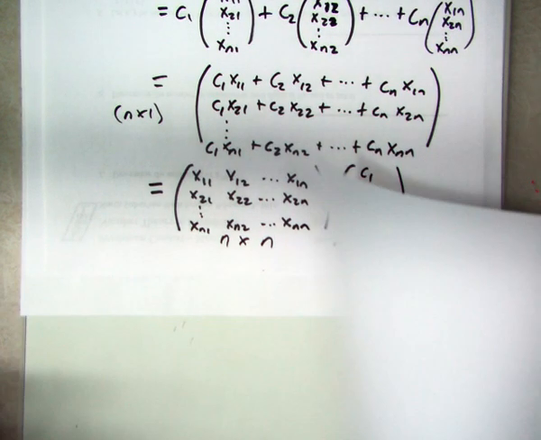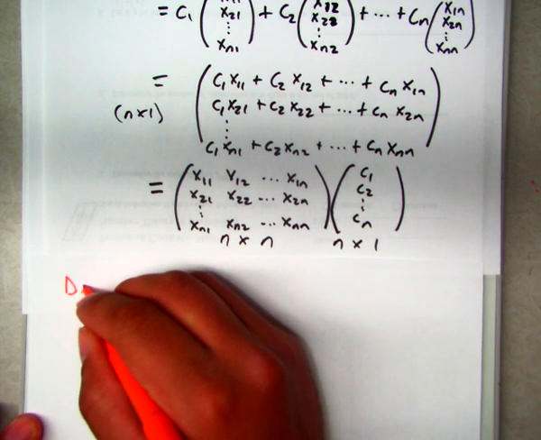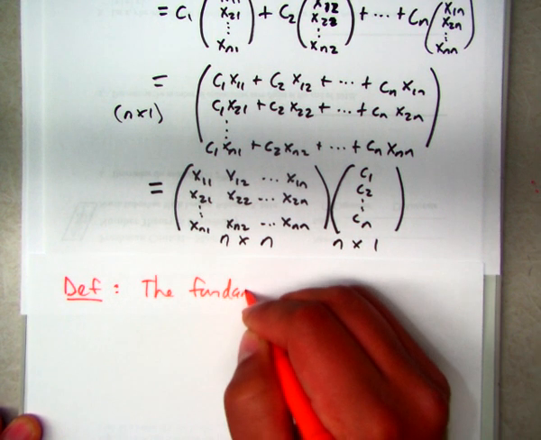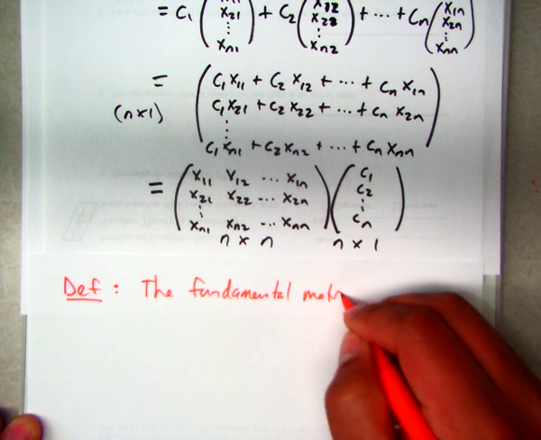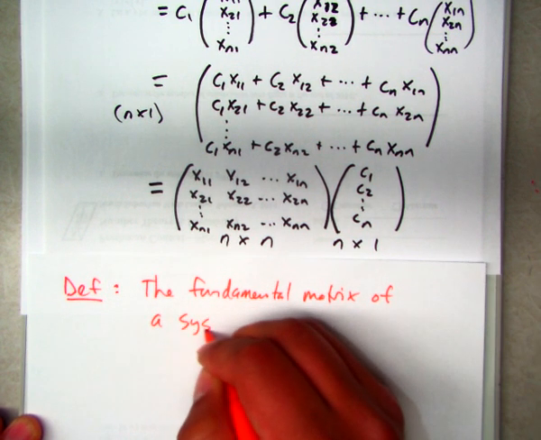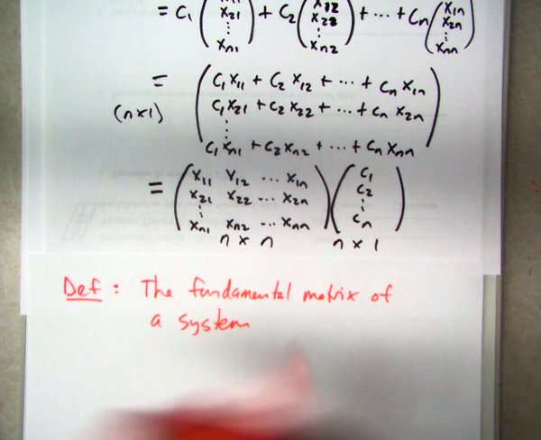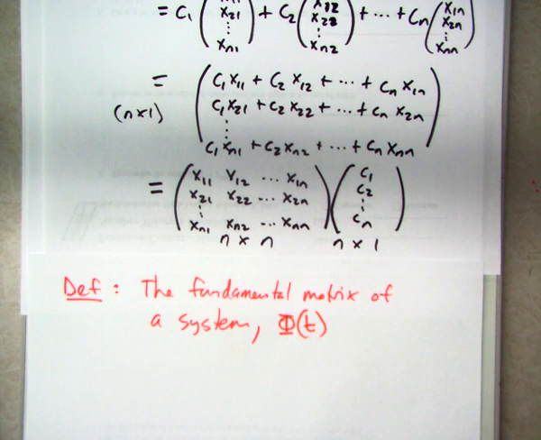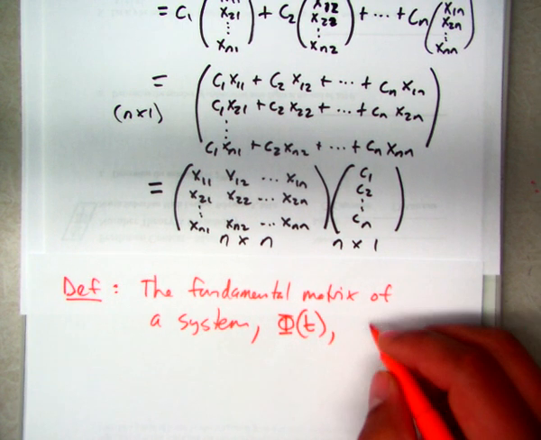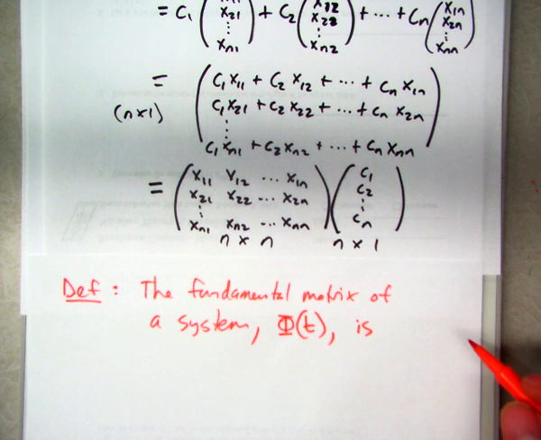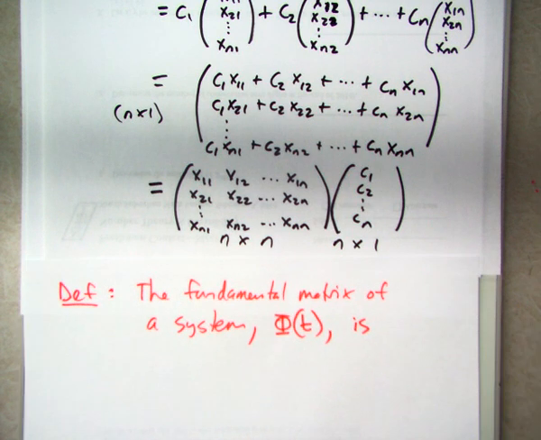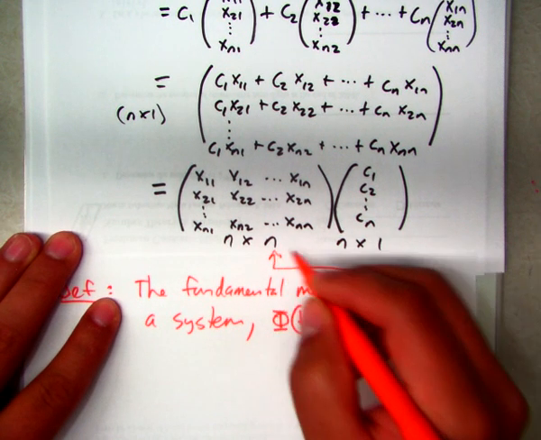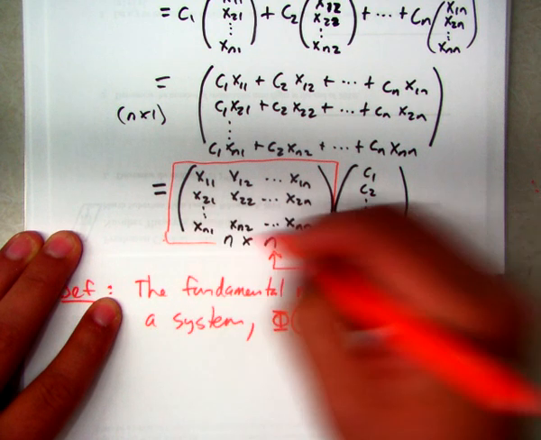So now we bring in the definition. The fundamental matrix of a system in our context, which we call phi of t, is, maybe I'll just do this. This one. Okay?